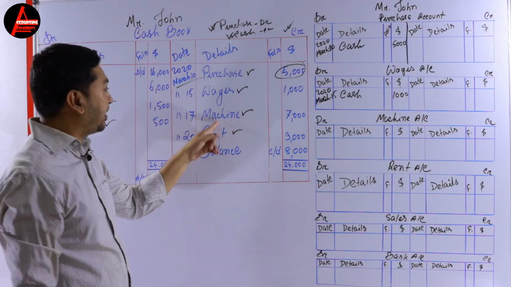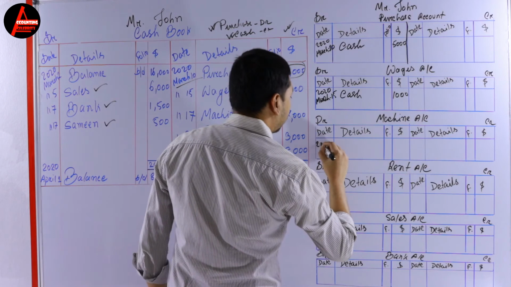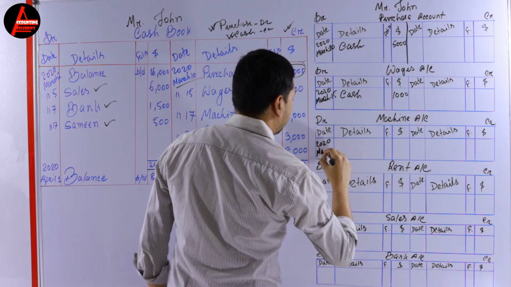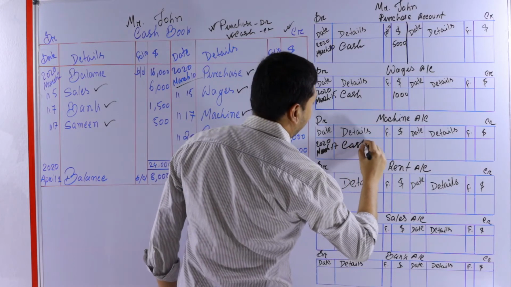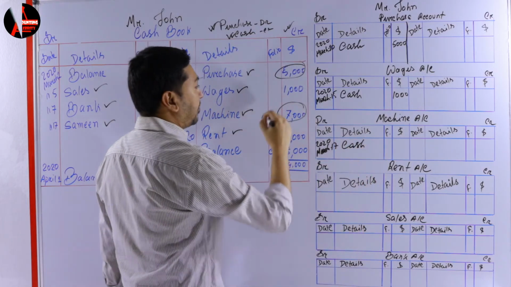have to write it on the debit side. So write the date 2020 March 17. So write here cash. How much is the value? It is $7,000.